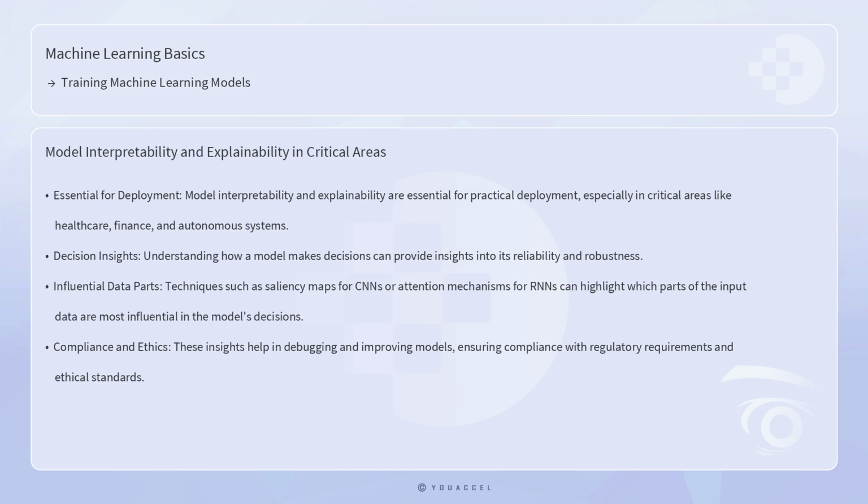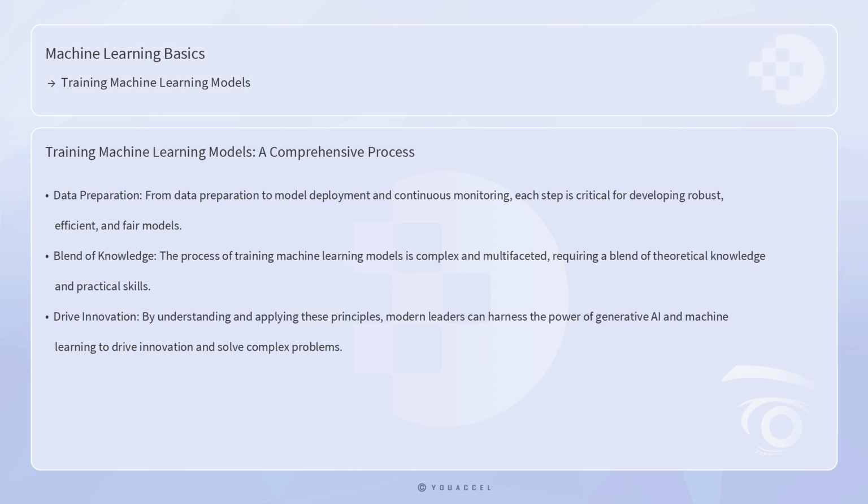Finally, model interpretability and explainability are essential for practical deployment, especially in critical areas like healthcare, finance, and autonomous systems. Understanding how a model makes decisions can provide insights into its reliability and robustness. Techniques such as saliency maps for CNNs or attention mechanisms for RNNs can highlight which parts of the input data are most influential in the model's decisions. These insights not only help in debugging and improving models, but also in ensuring compliance with regulatory requirements and ethical standards.